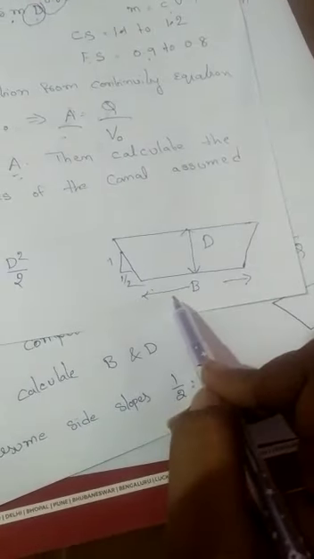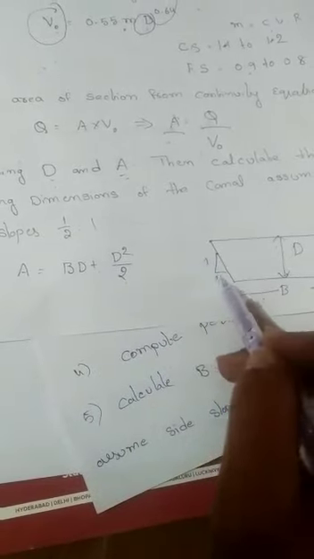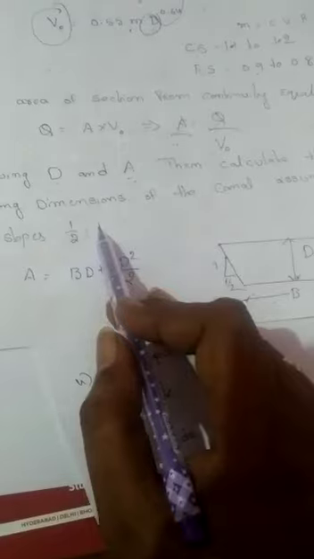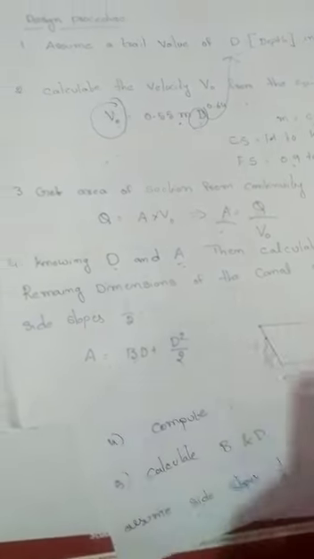Here the width of the channel is another dimension; the depth is already assumed and we know the area. Based on the formula area = BD + D squared by 2, assuming the side slopes of the canal are half horizontal to 1 vertical, we calculate the width.